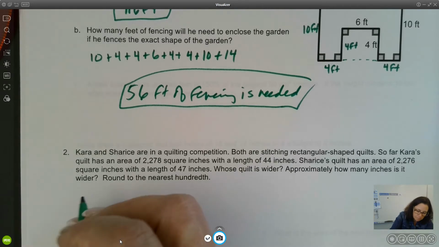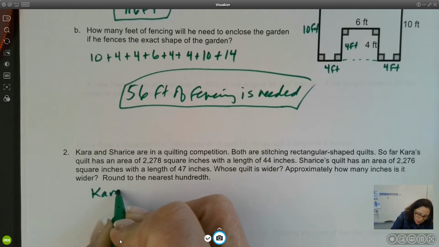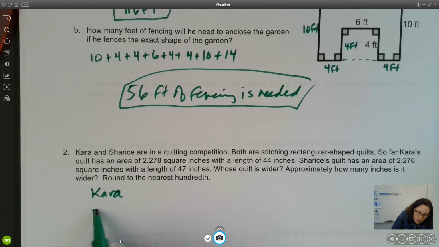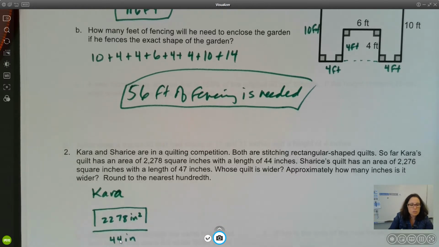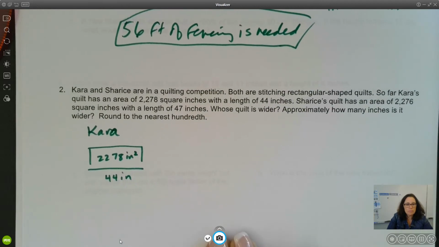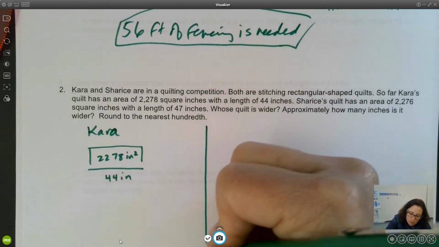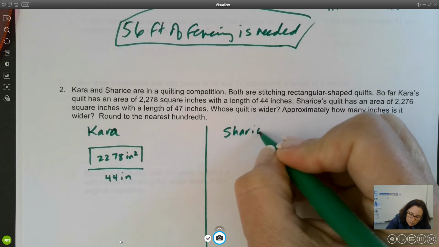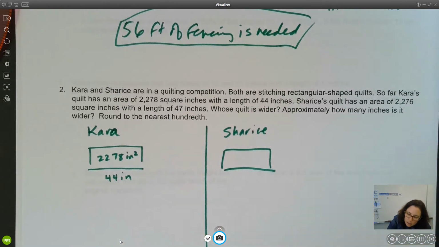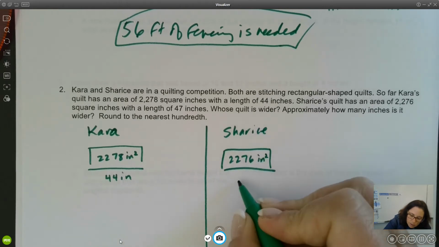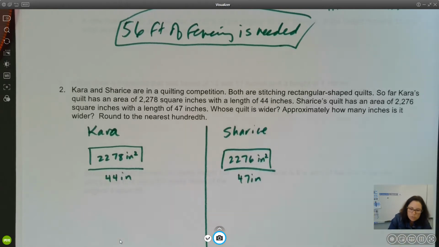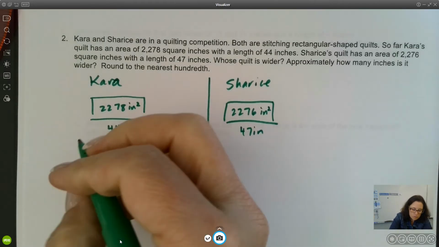Okay, so let's look at Kara here. Kara, we know that her quilt, the area is 2,278 inches squared, and we know that 44 inches is her length. Okay, Charisse, her quilt we know is 2,276 inches squared, and her length is 47 inches.